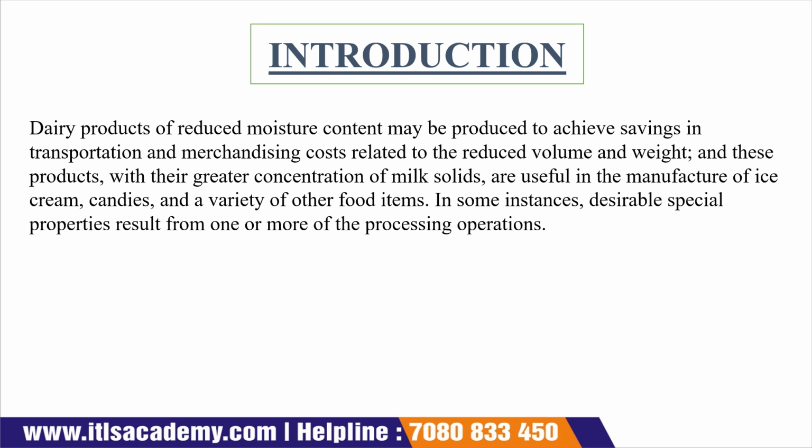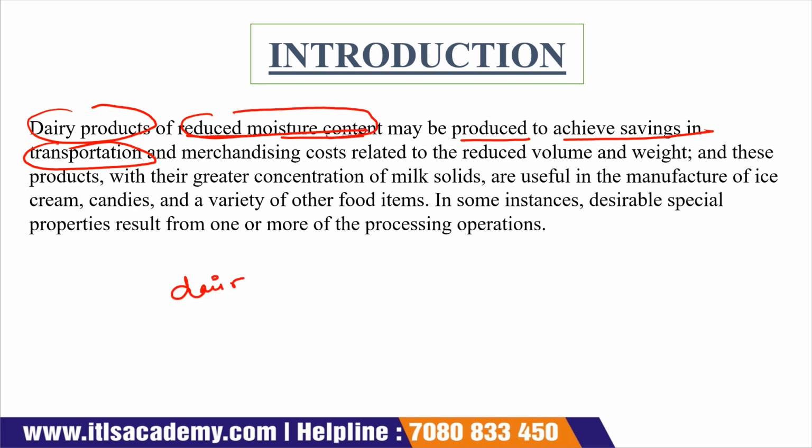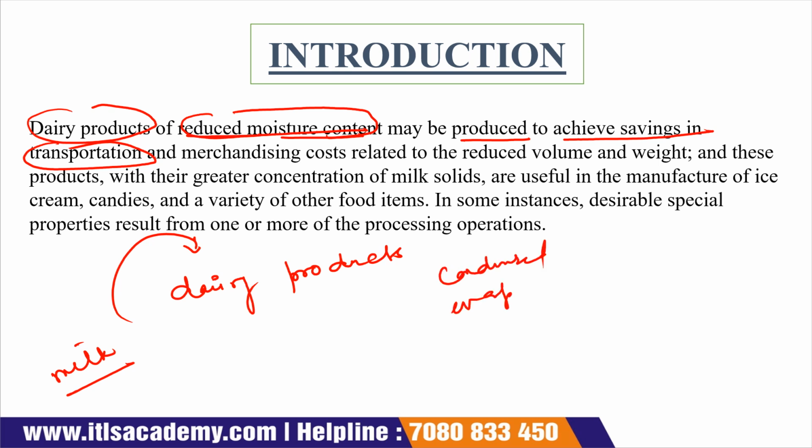First of all, we are going to see the introduction part. Dairy products of reduced moisture content may be produced so that they achieve a saving in transportation. First of all, why do we convert this dairy product into a powder form? We all know that these dairy products have reduced moisture content. When milk is used for the manufacturing of different dairy products, either condensed milk or evaporated milk, they are dairy products.